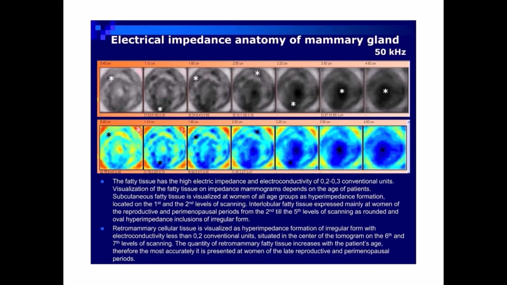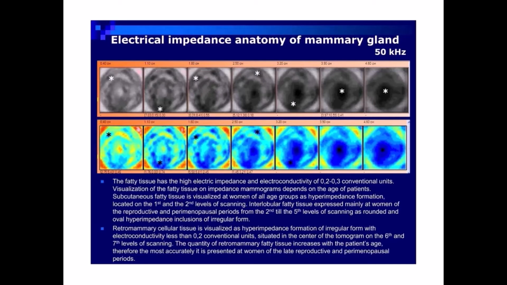Electrical impedance anatomy of mammary gland, 50 kHz. The fatty tissue has the high electric impedance and electroconductivity of 0.2 to 0.3 conventional units. Visualization of the fatty tissue on impedance mammograms depends on the age of patients. Subcutaneous fatty tissue is visualized at women of all age groups as hyperimpedance formation, located on the first and the second levels of scanning. Interlobular fatty tissue is expressed mainly at women of the reproductive and perimenopausal periods from the second till the fifth levels of scanning as rounded and oval hyperimpedance inclusions of irregular form.